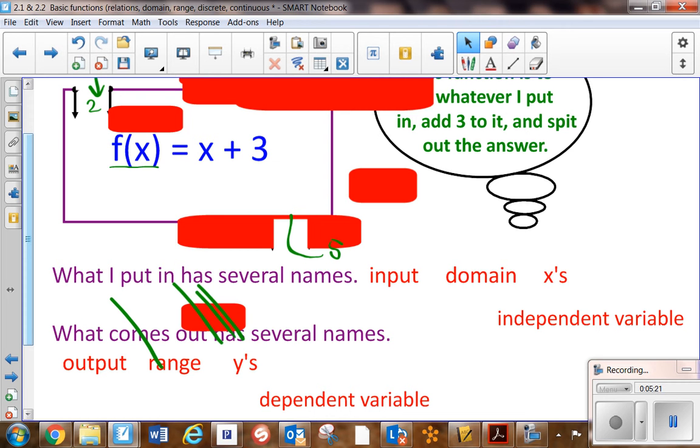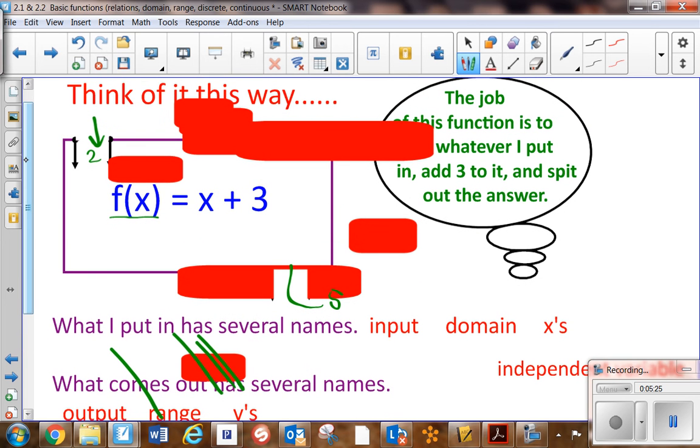Okay? And one other thing about this little machine is, take this 2 that we put in right here and this 5 that came out. You can turn that into an ordered pair, 2, 5. Remember, 2 is your x, 5 is your y. And that will actually be a point on this graph. If you graph this thing, this is a line, right? If you graph that, that'll be one of the points on the line.